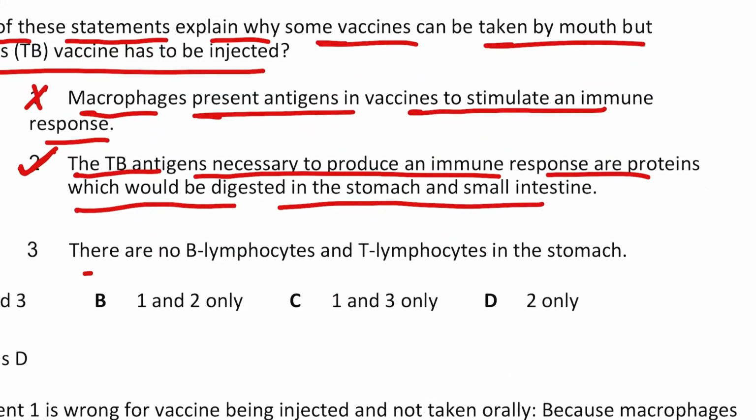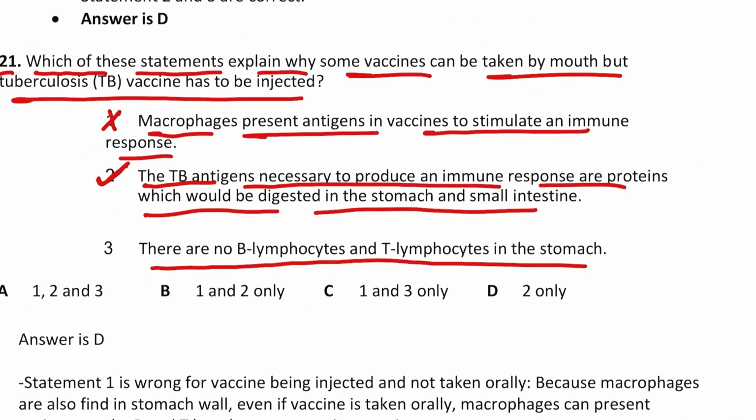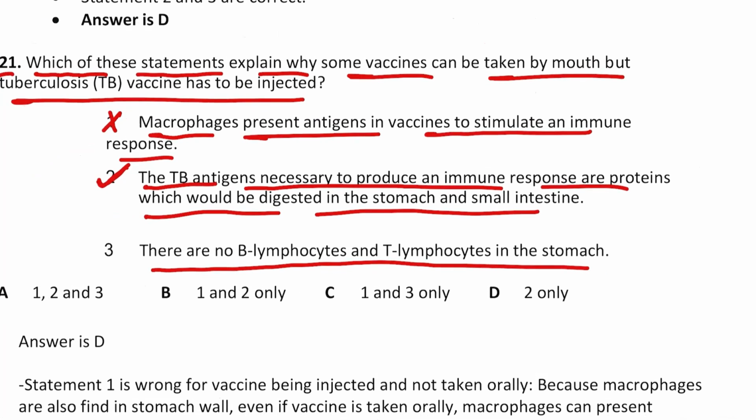There are no B lymphocytes and T lymphocytes in the stomach. Guys, in the wall of the stomach, there is a lymphoid tissue which contains B lymphocytes and T lymphocytes. So this is not true. B lymphocytes and T lymphocytes are found in the stomach.